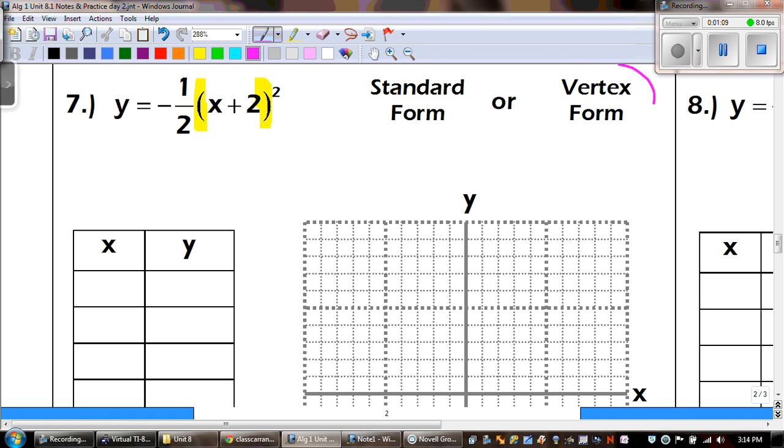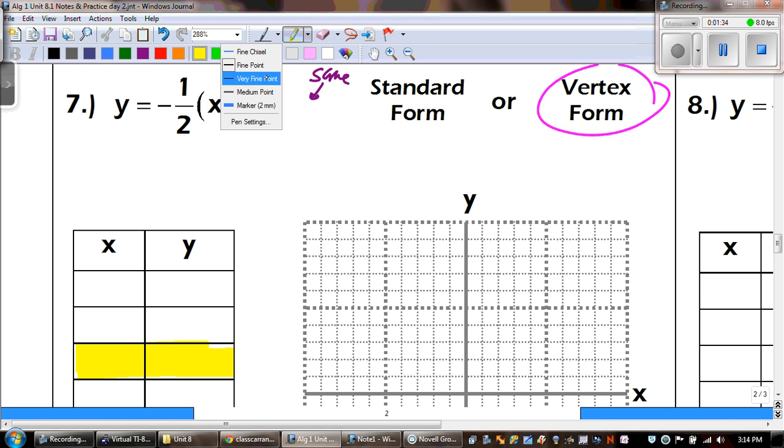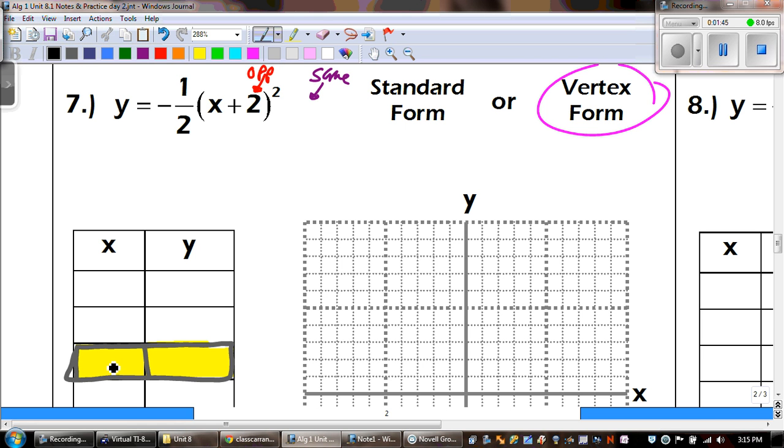Parentheses. When it has parentheses, you automatically know it's going to be vertex form. Okay? Now, the nice thing about vertex form is we already know what the vertex is by looking at it. We take the opposite of what's inside and the same number as what's outside. It's like, Mr. Grice, are you blind? There's nothing outside. Well, I know that. And guess what it means? It means that the y value, that next part, is 0. Okay? So our vertex is -2, 0.